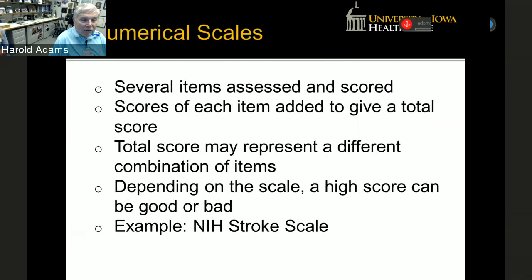Now, numerical scores add several items and add the scores together to give a total score. The total score may represent a different combination of items. Depending on the scale, a high score may be good or bad. Let's go over the example of the NIH Stroke Scale.